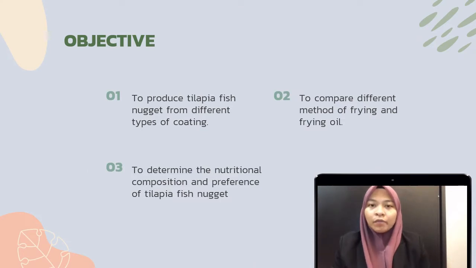Alright, for the objectives. Number one, to produce tilapia fish nugget from different coatings. Number two, to compare different methods of frying and frying oil. And the last one, to determine the nutritional composition and preference of tilapia fish nugget.